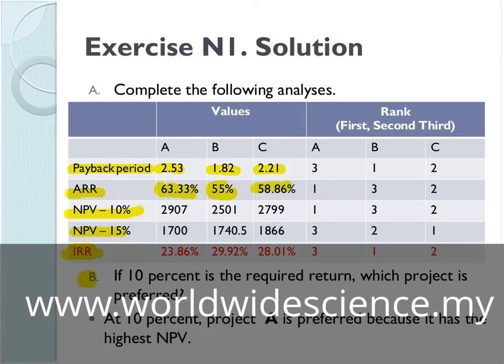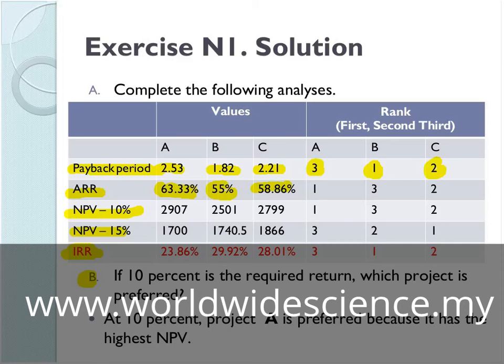Okay, and then we should rank it. You remember? For the payback period first, as you remember, the shortest period is the best project, right? The shortest period is for project B, so we rank it as number 1. The next one is C, ranked 2, and the last is project A, which we rank 3.